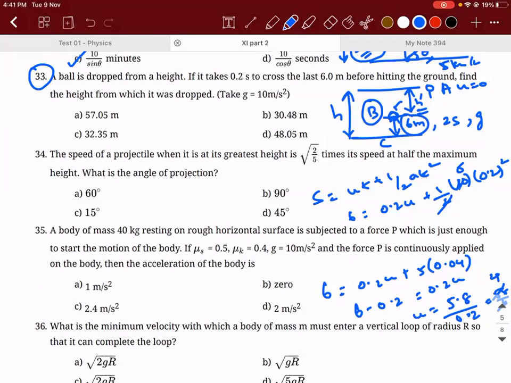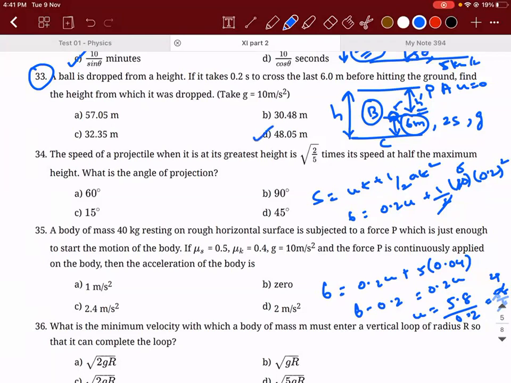And the answer given here is, anybody who has solved this and got the answer? 48.05. 48. What is this question number? 33rd. 33rd, yeah. Option given is D, 48.05.